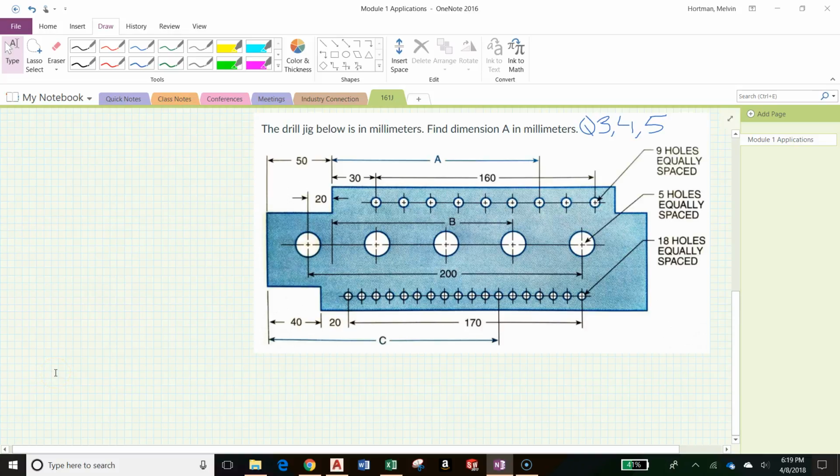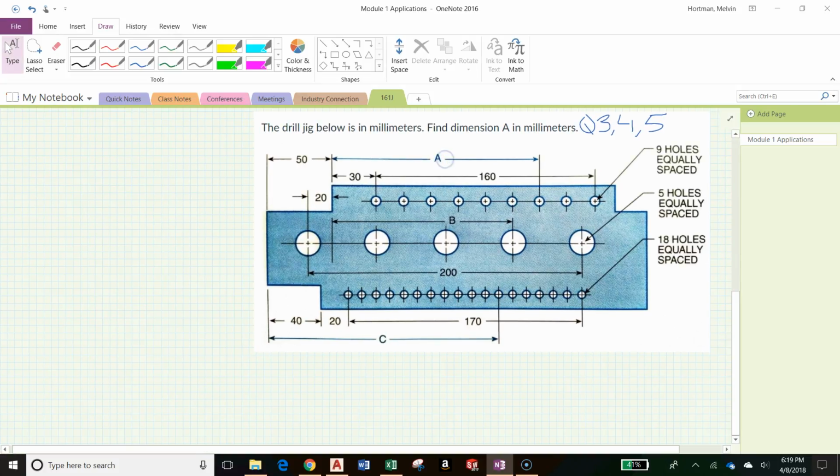So here I'm just going to solve question 3, 4, and 5 all at once. What we're trying to find is the dimensions of A, the dimensions of B, which is right here, and the dimensions of C. Let's go for A first.